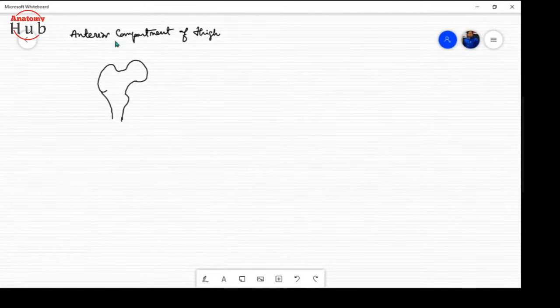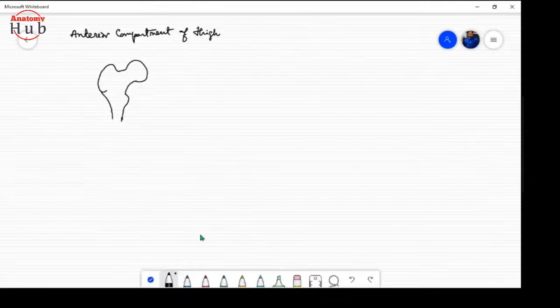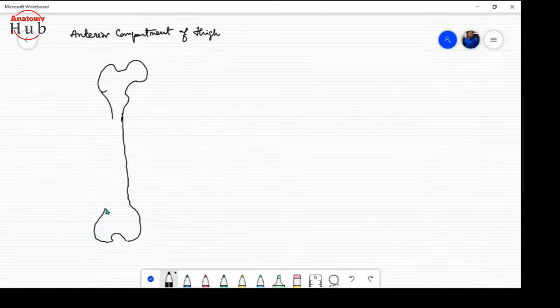When it comes downward, and somewhat medially, what will we find here? Here we will find the condyle. This side we will find the medial condyle, and here you will find the lateral condyle, and the shaft continues above. A little bit like this. So this is the femur over here.